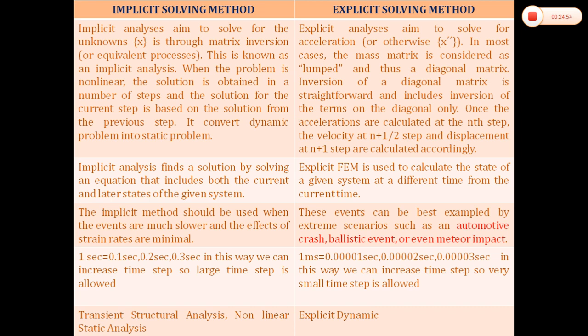This is the most important thing which you can take from this video, that the implicit method is used when the event is slower, whereas in the case of explicit we use this methodology when the event is very fast. So in implicit, we can say that transient structural analysis and non-linear static analysis come, whereas in explicit, dynamics comes. For explicit dynamics, we have good explicit dynamic software like LS-DYNA and Abaqus.